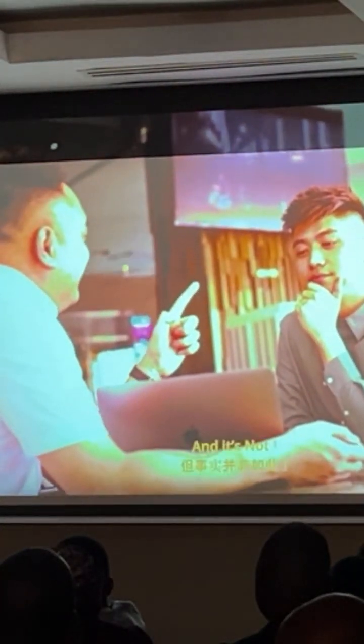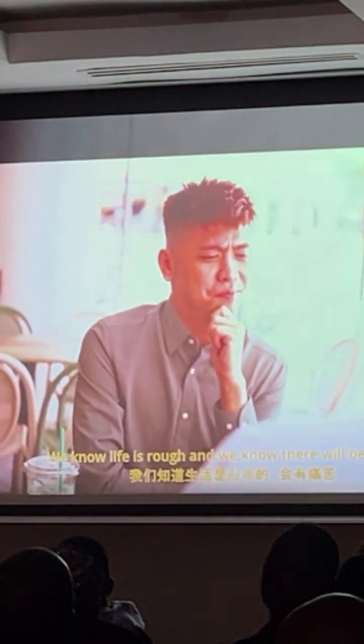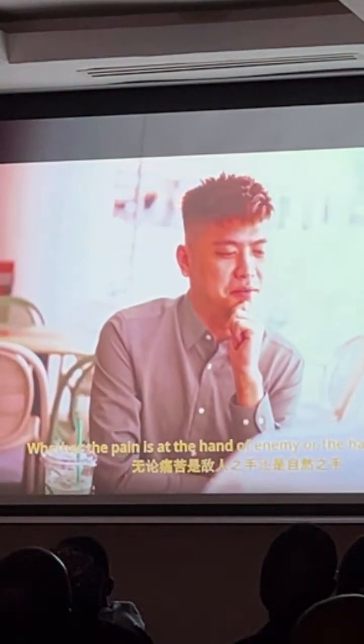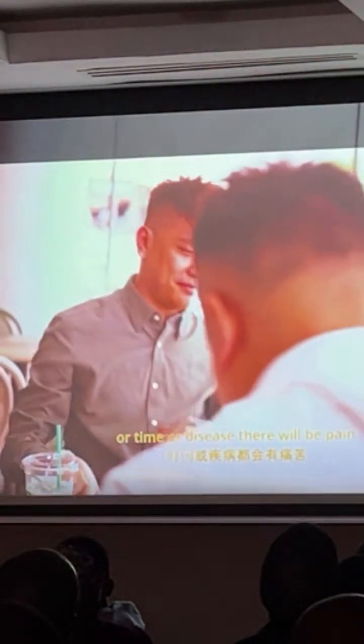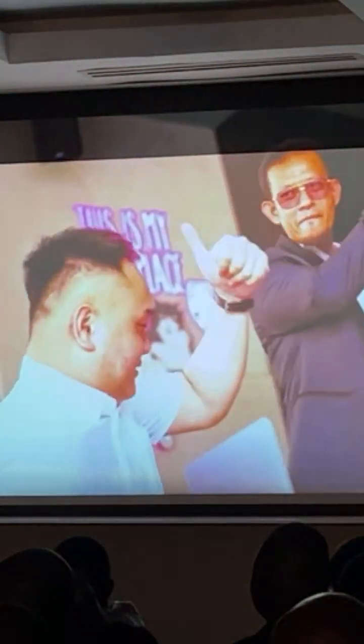No one said that the path is going to be easy. Life is rough and we know there will be pain, and whether that pain is at the hands of an enemy or at the hands of nature or time or disease, there will be pain. That's the way life is. You have been disappointed over and over and over again. But you know what? Doesn't matter.